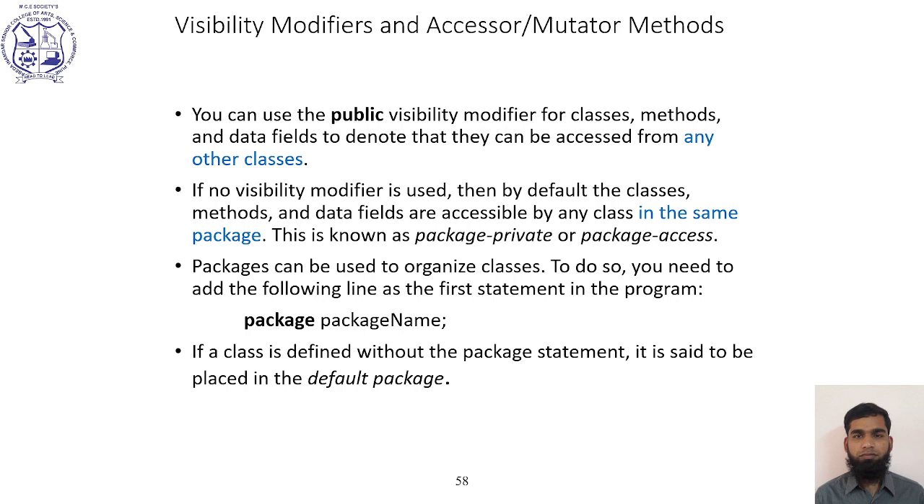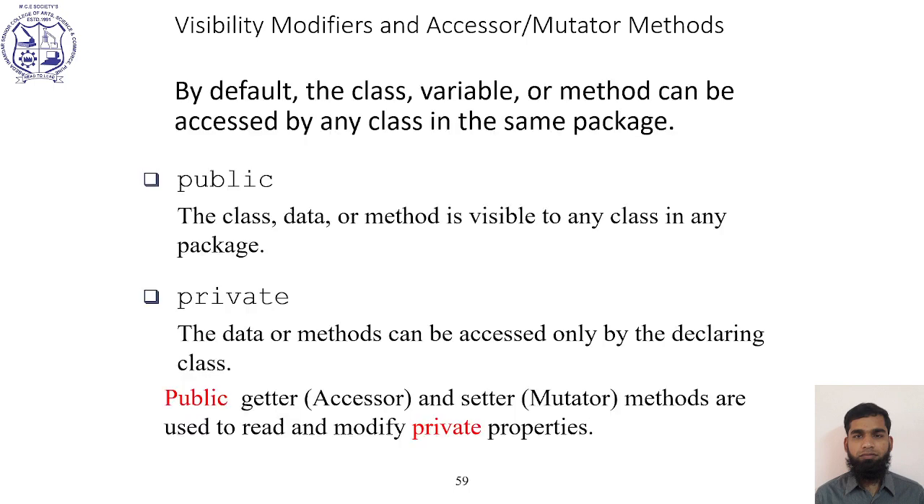If no visibility modifier is used, then by default the classes, methods, and data fields are accessible by any class in the same package. This is known as package-private or package access. Packages can be used to organize classes. To do so, you need to add the following line as the first statement in the program: package name. If a class is defined without a package statement, it is said to be placed in the default package.